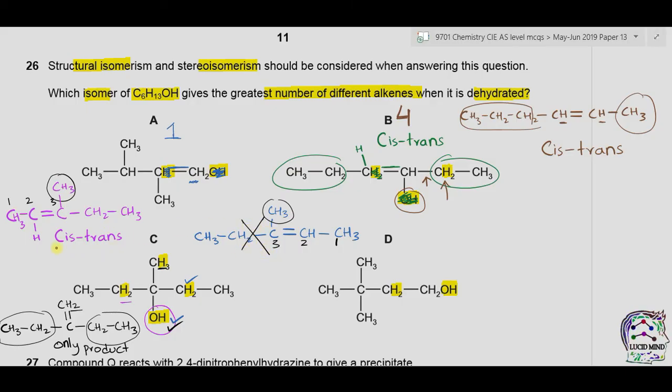So we can see the total number of products is one cis, one trans and one this product. So the total number of different products formed is 3.